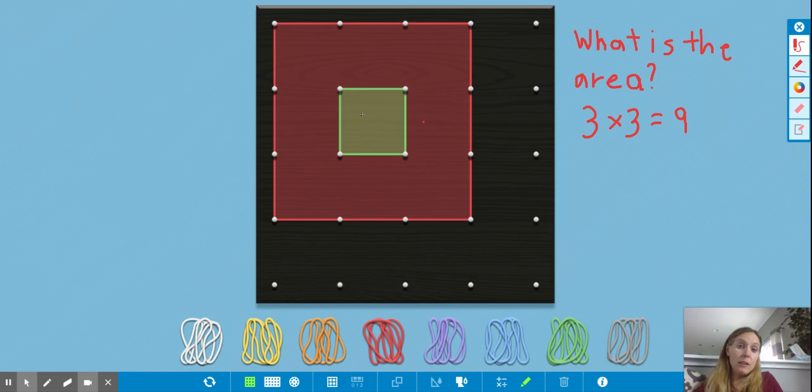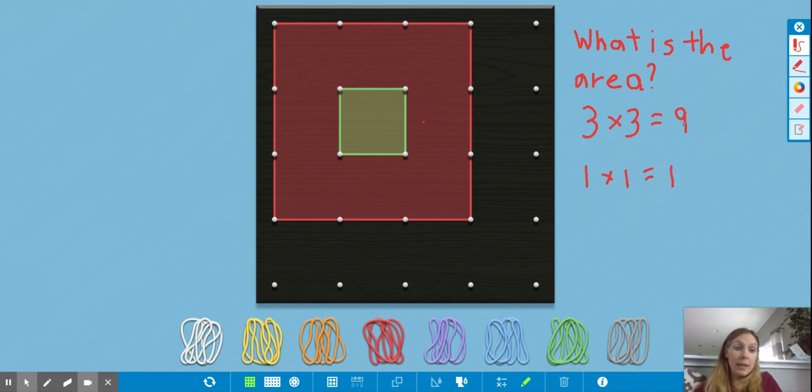Now I'm going to find the green amount, which is just 1 by 1. So that's like 1 times 1. And 1 times 1 just equals 1. The area of that is just 1 unit squared.